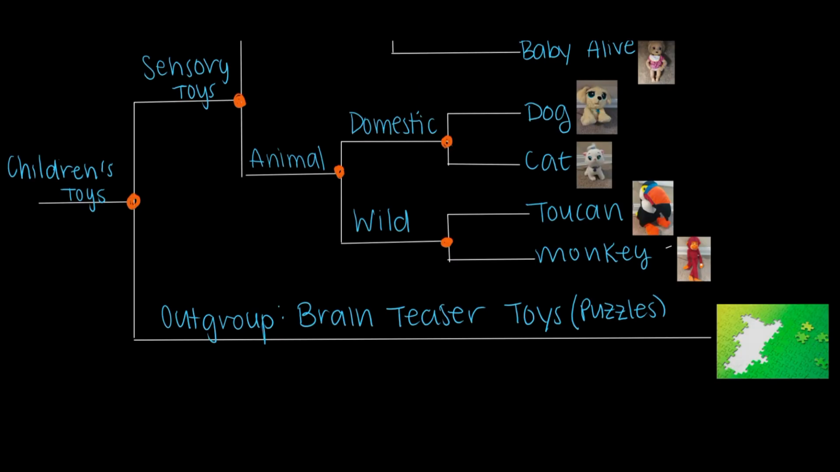As you can see here, the brain teaser toys, like a puzzle, are the outgroup. An outgroup is a lineage that falls outside of the clade being studied but is still related to that clade. It is an OTU that is known to have diverged earlier than all the other OTUs. But what is an OTU?